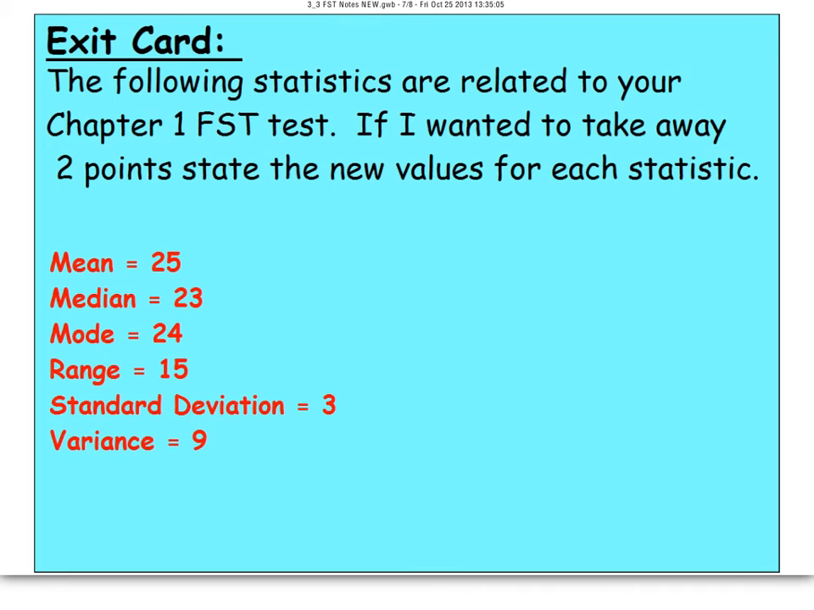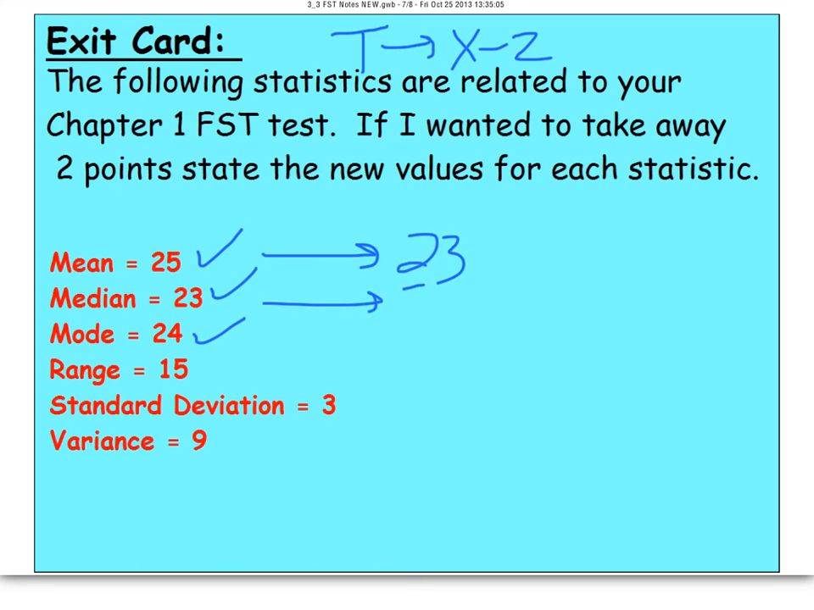Here's another one to try. The following statistics are related to your Chapter 1 FST test. If I want to take away 2 points, state the new values for each statistic. So let's say that means I want to actually remove 2 points from my test altogether. So the translation rule on that would just be x minus 2. What gets impacted are going to be these 3 values. Nothing else changes. So we would have 23, 21, and 22 as the new mean, median, and mode. These measures of spread would not change.